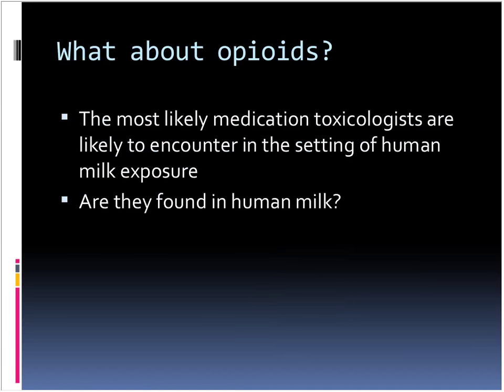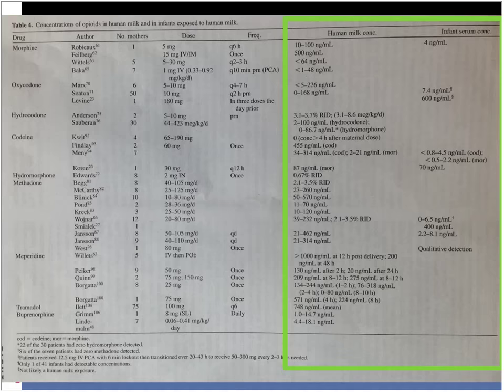So I want to talk a little bit about opioids because I think this is by far the most likely scenario that we'll be asked about. It's one of the most common medications that breastfeeding women take. And, as I said before, the answer to the question, are they found in human milk, is almost always yes. But what about opioids might be unique, that might accumulate in human milk and expose the infant?